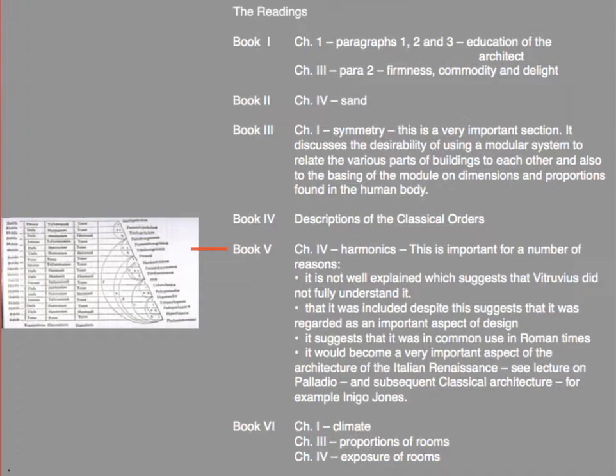So why did he include it? Well, that seems to have been because it was actively used by the architects of Roman antiquity, so he felt that he couldn't leave it out. It suggests that it was in common use in Roman times. And it would become very important in the Italian Renaissance, as we'll see in the lecture on Palladio in 2 weeks' time.